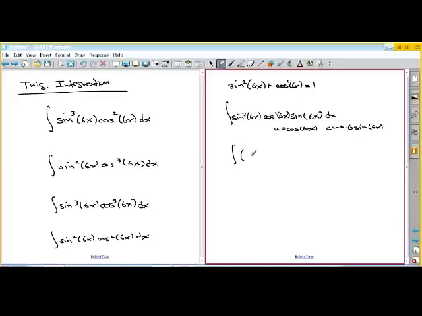Instead of sine squared 6x, you would use 1 minus cosine squared of 6x. Then you multiply by the cosine squared of 6x and the sine of 6x times dx. So this bit here is negative du over 6. And then you get 1 minus u squared times u squared. And that's what you would integrate. So we're basically using u substitution. You'd multiply this out, factor out the negative 1/6, integrate the polynomial here. Once you integrate it, then you substitute back in.